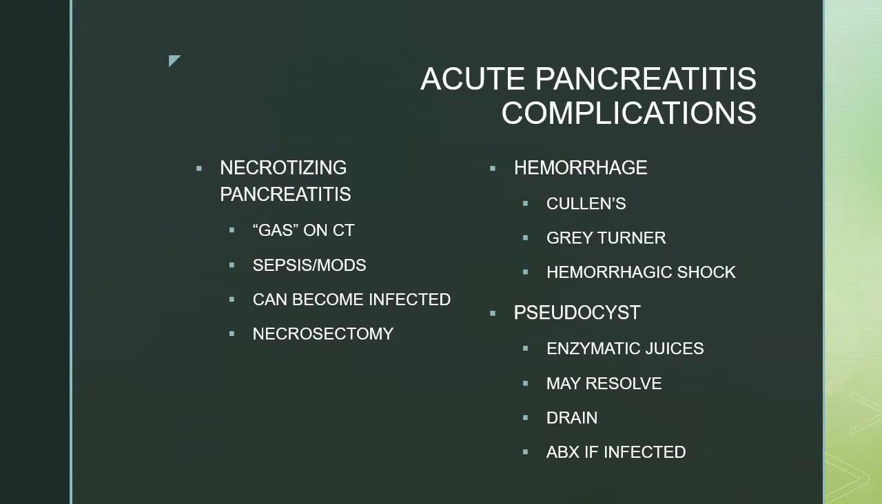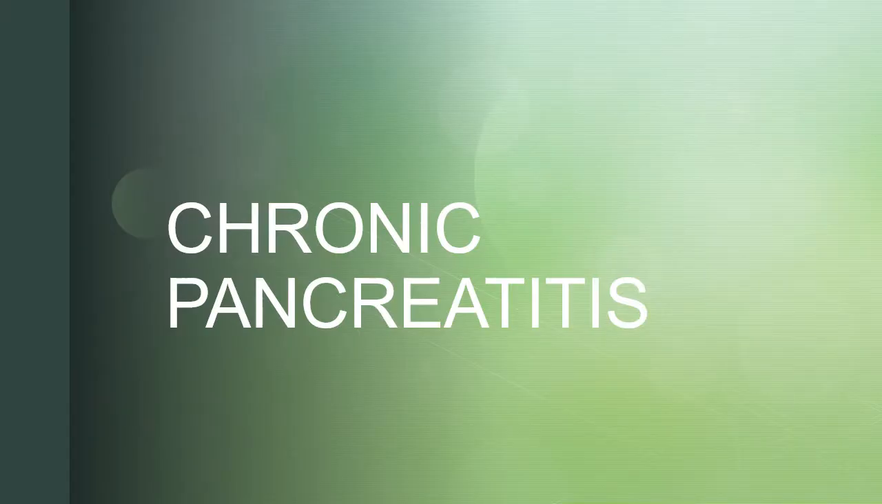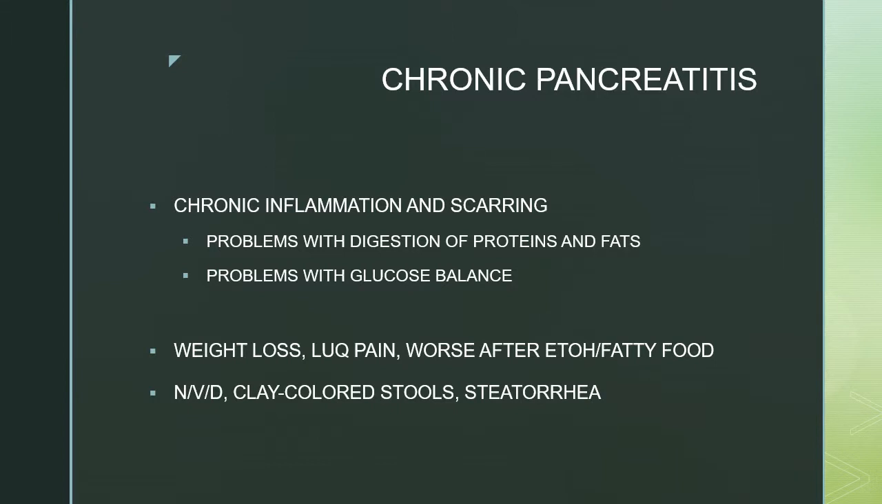Pancreatitis can become chronic, and this leads to chronic inflammation and scarring. Then that leads to problems with digestion of proteins and fats, as well as problems with glucose balance. So then we have problems with our alpha and beta cells in the islets of Langerhans. Patients who have chronic pancreatitis will experience weight loss, left upper quadrant pain, and it gets worse after they drink alcohol or eat fatty foods. Oftentimes they have nausea, vomiting, diarrhea, clay-colored stools because there's a lack of bile, and steatorrhea because they don't have good pancreatic enzymes to break down the fat within the food that they're eating.